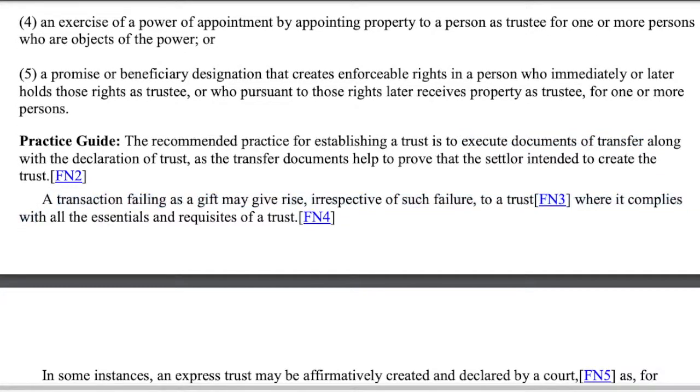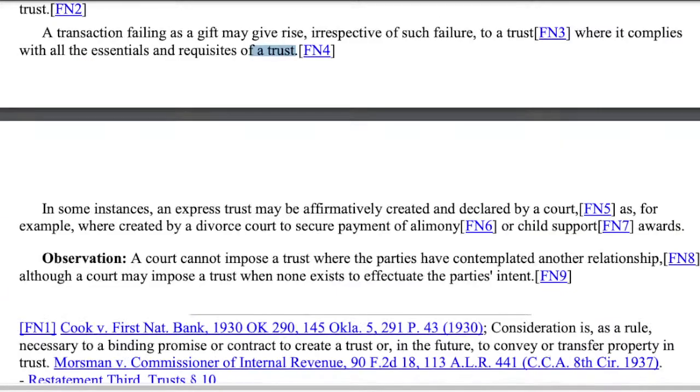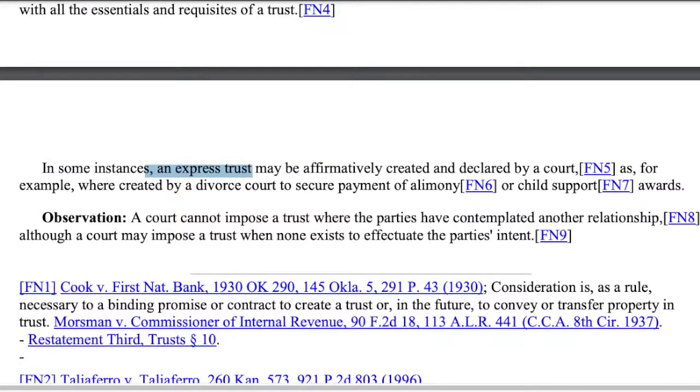A transaction failing as a gift may give rise, irrespective of such failure, to a trust, where it complies with all the essential requisites of a trust. In some instances, an express trust may be affirmatively created and declared by a court as, for example, were created by a divorce court to secure payment of alimony or child support awards. So an express, remember that's one where it's got a definite time for being executed. It's going to happen. It's not waiting for something to happen. So when it's created by a divorce court to secure payment of alimony, right?